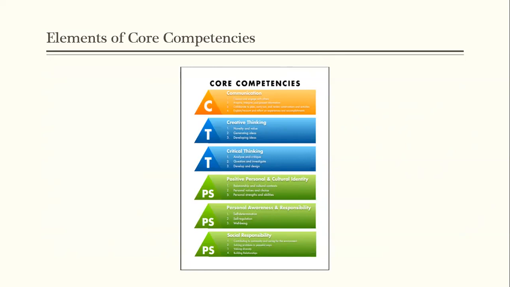So when we talk about core competencies, you have to really think about what is positive about your personality, what is positive about your identity within the learning community. How are you aware? Do you have personal awareness? Are you self-regulated? Do you come on time? Do you do what you say you're going to do? What responsibility do you take? And then overall, what social responsibility do you have to the school? What social responsibility do you have to your students? What social responsibility do you have to the community?